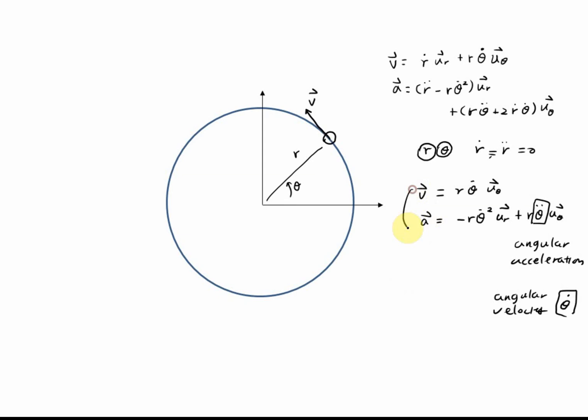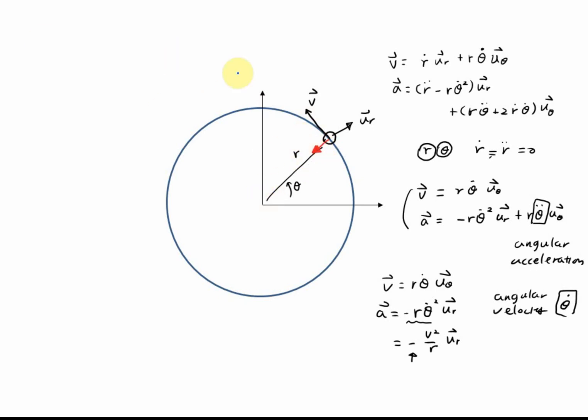Then the equation becomes v is just r theta dot u_theta, and the acceleration is negative r theta dot squared u_r. That's it. If we manipulate it, because we know that r theta dot is v, this can be written as negative v squared over r u_r. Then why do we have a negative here? The radial direction is outward like that. This is u_r. Negative means your acceleration is actually directed toward the center. That's your acceleration.